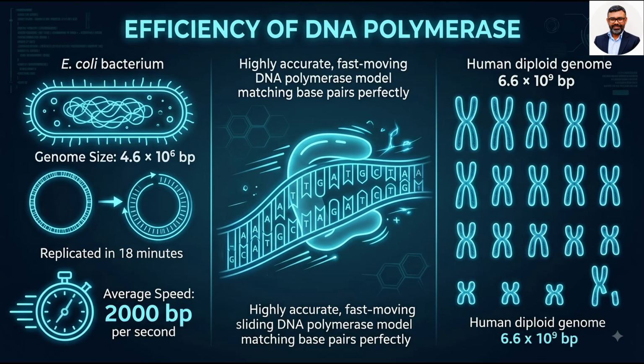These enzymes are highly efficient as they have to catalyze polymerization of a large number of nucleotides in a very short time. E. coli that has only 4.6 million base pairs, compare it with human whose diploid content is 6.6 million base pairs, completes the process of replication within 18 minutes. That means the average rate of polymerization has to be approximately 2000 base pairs per second.